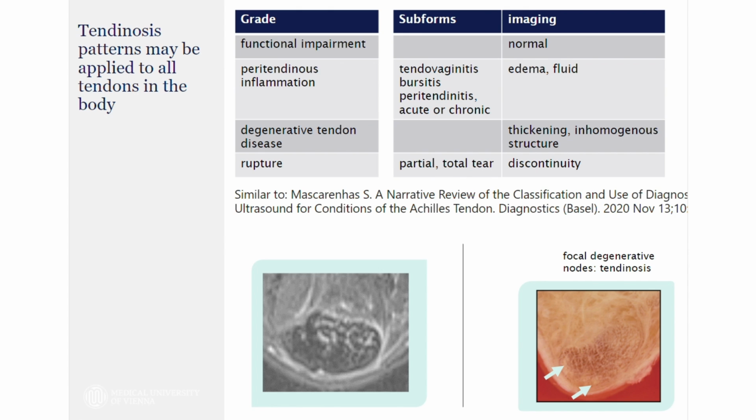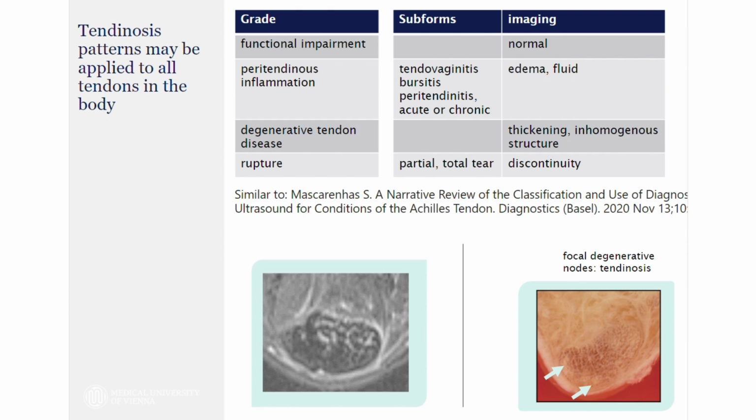Tendinosis is a term that may not be observed solely in the Achilles tendon. You may also observe it in all types of tendons. And that's the secret of the concept that I'm presenting to you. It's not confined to one tendon. Abnormalities in the form of degenerative tendon diseases occur everywhere in the body.